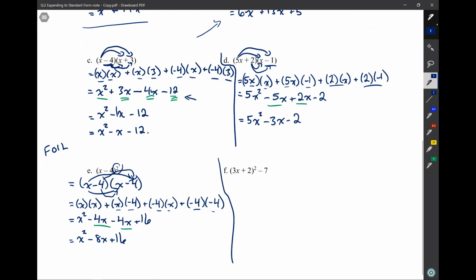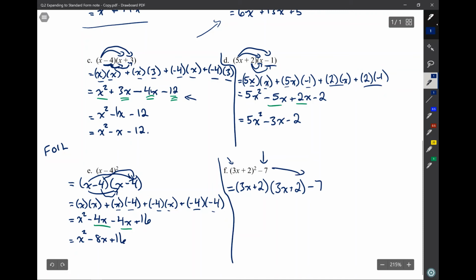And finally, for question F, we notice we have the same kind of question as we had for question E, except this time there's an extra term at the end, there's a minus 7. So we're going to leave that alone until the very end here. So just like before, we'll expand our exponent here. So 3x plus 2, 3x plus 2, and then minus 7. So I'm going to carry that minus 7 down.